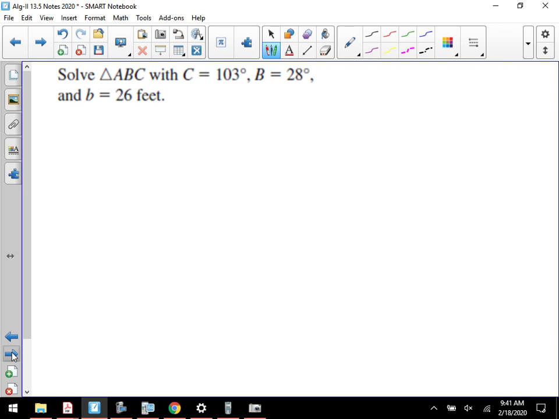2 things you're going to do right off the bat every single time. First, always draw a picture and label it. Second, write down the other parts you need to find. Okay? Pictures are never drawn to scale. It's just a triangle ABC. Okay? Little a, little b, little c.